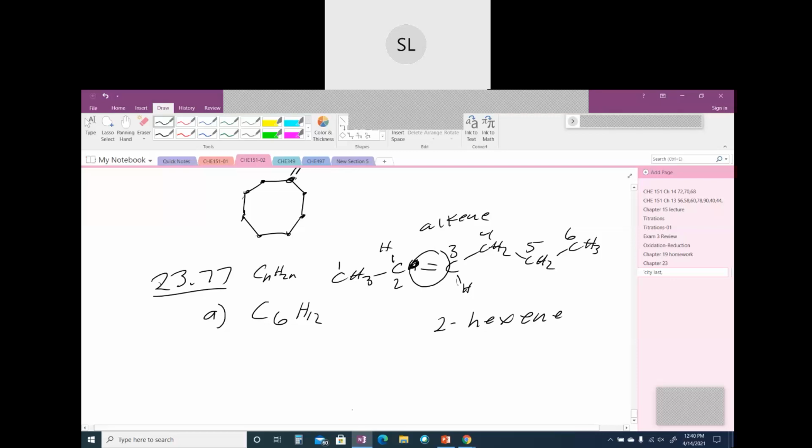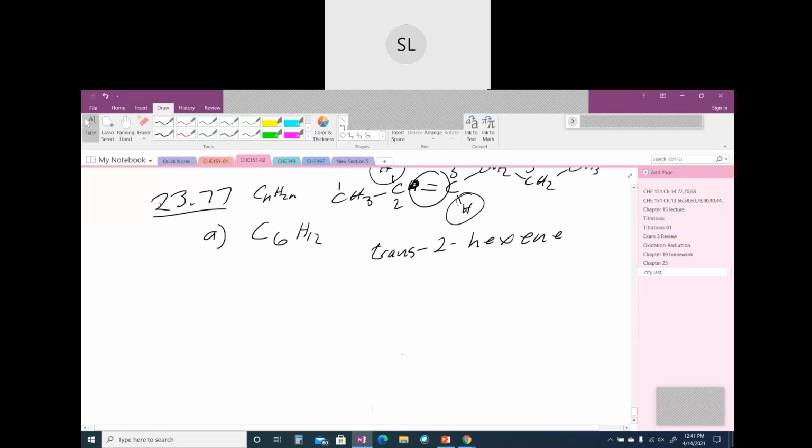Many people will give this name as 2-hexene and go to the next problem. Well, you're not going to get full credit. When you have an alkene, you have to be aware that you have the possibility of cis and trans. Here on the picture, the H on the left is up and the H on the right is slanted down. And so this is a trans 2-hexene.